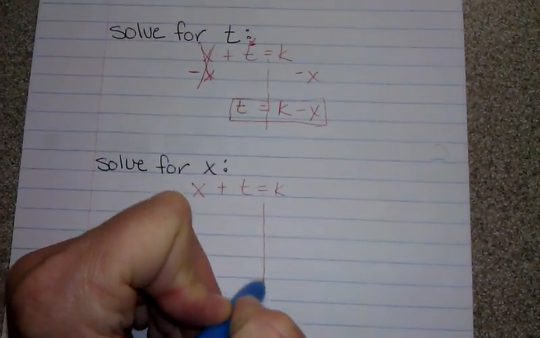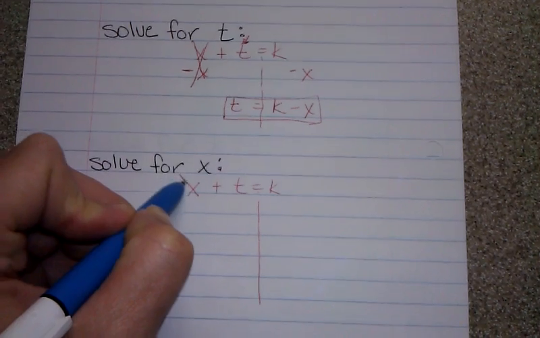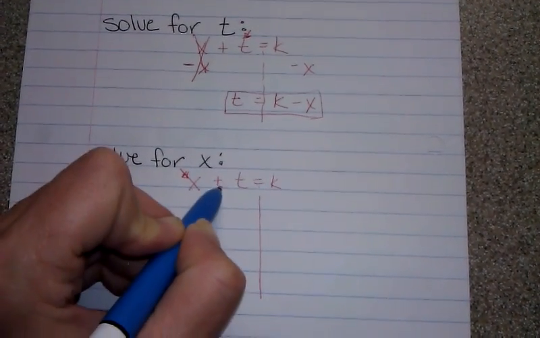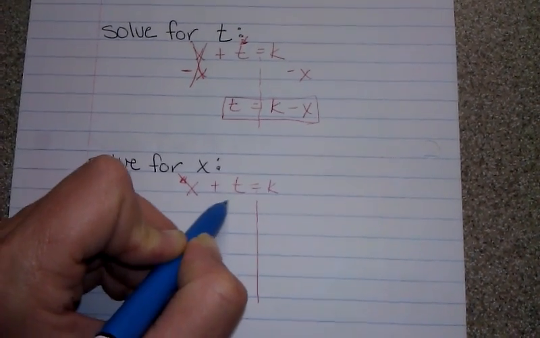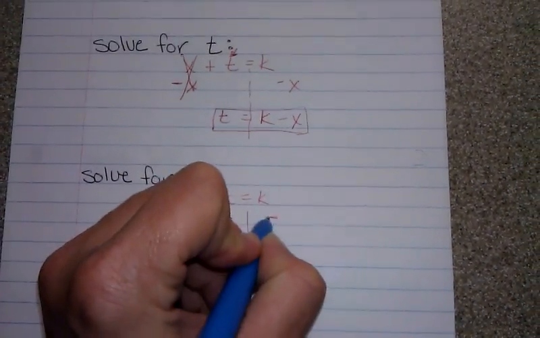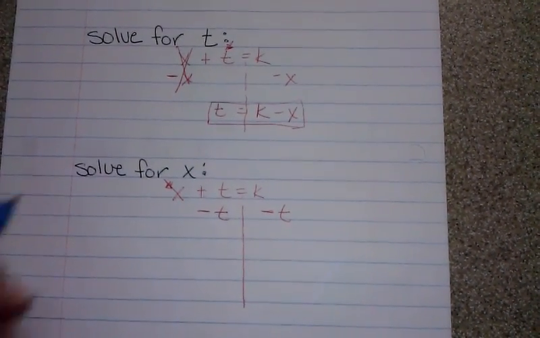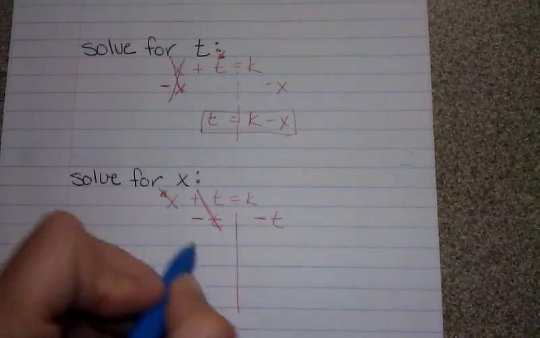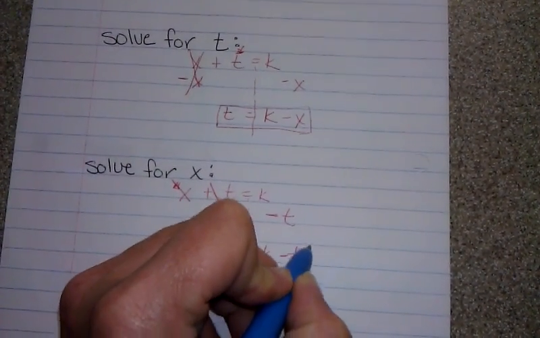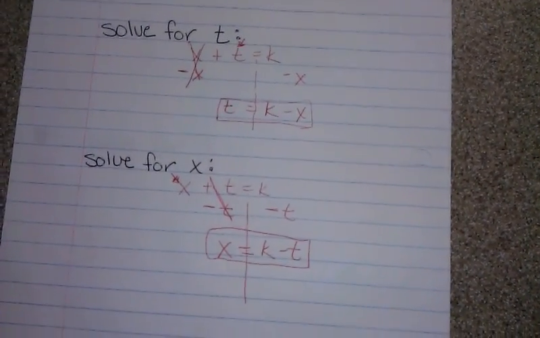I'm going to draw a dotted line on my equal sign. This time I want x by itself. What's on the same side of the equation with the x? It's the plus t. The opposite of plus t is minus t, and what I do to one side, you do to the other. These cancel, and I get x equals k minus t. That's the answer.